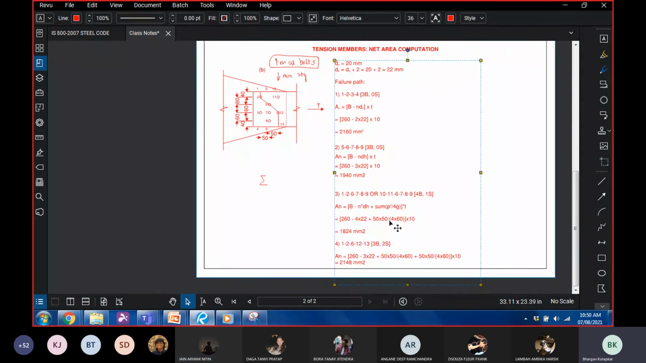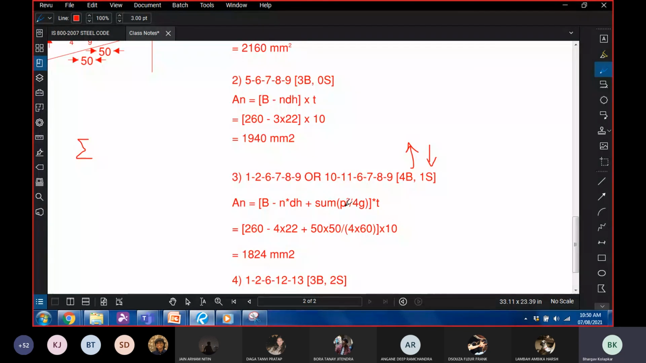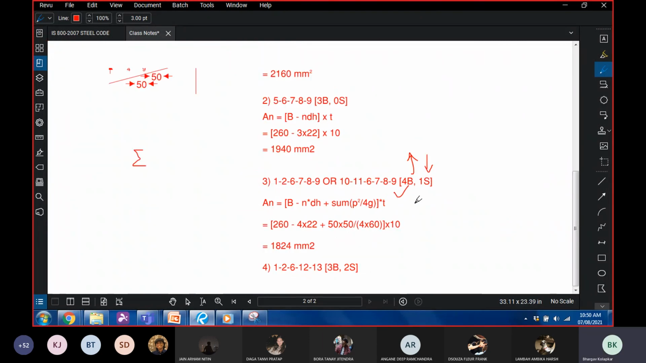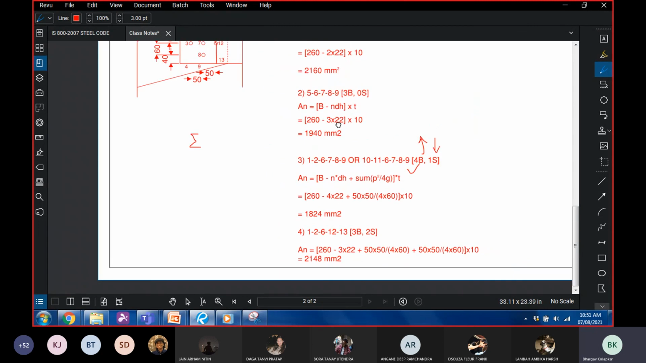Okay. So now just look at these numbers. 3 bolt, 2 staggers, 4 bolt, 1 stagger, 3 bolt, and so on. So basically the failure path that had maximum bolts and minimum staggered arrangement gave us the right answer. So in the exam, you basically have to look at a path that gives you maximum B and minimum S. Here we had 3B and 2S. Definitely that's not going to give us the right answer.